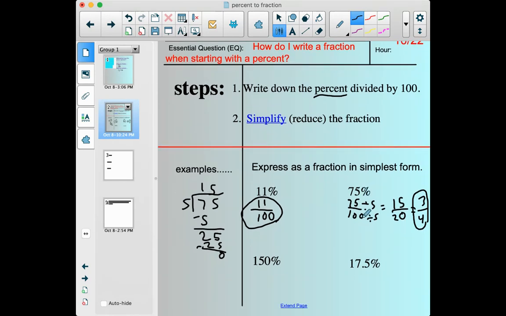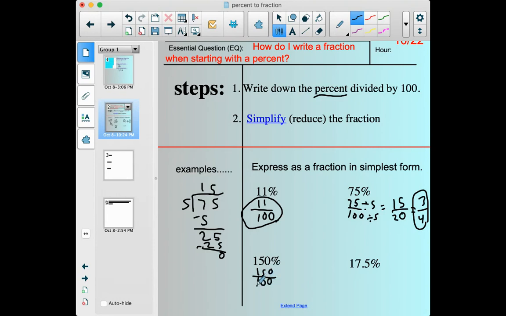All right. Well, let's look at 150%. The thing you might notice is this is more than 100%. Like we've talked about in other videos, that means my decimal is going to be more than 1, or my fraction in this case. So I should end up with probably a mixed number at the end of the day. But I'm going to start the same way. I'm going to put the percent out of 100. So 150 out of 100.